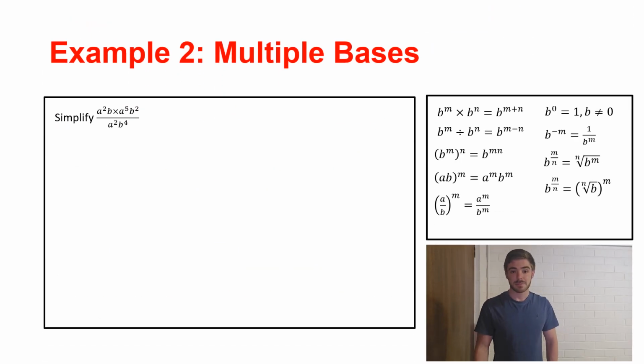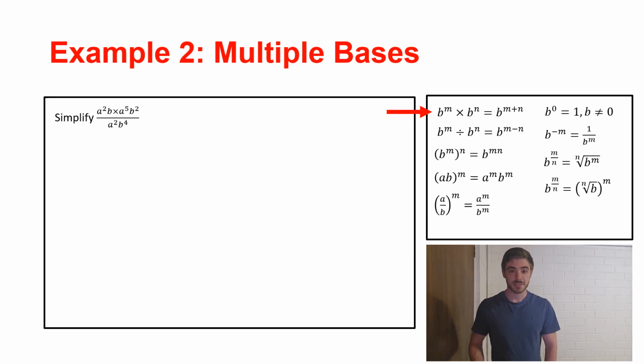In this case, we have a similar situation. The only difference here is that we have more than one base. All that means is that we look at each base separately. The overall strategy is going to remain the same. We're going to start with the multiplication principle on the numerator and denominator, and then finish up with the division principle.